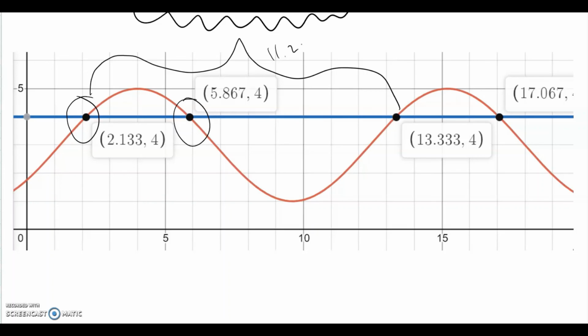So 2 plus 11.2 is 13.3 essentially. And then that happens again, 5.86 plus 11.2, about 17. And this extends infinitely. There you go.